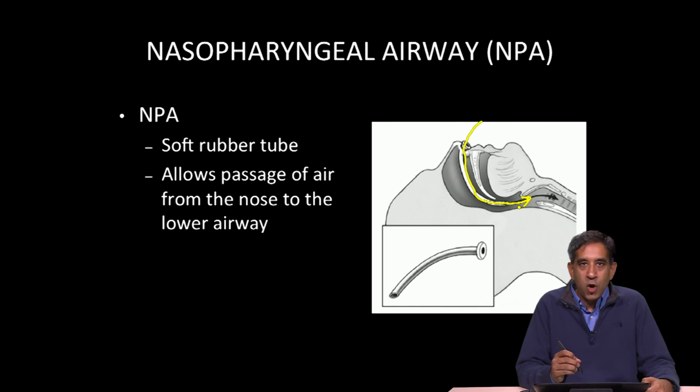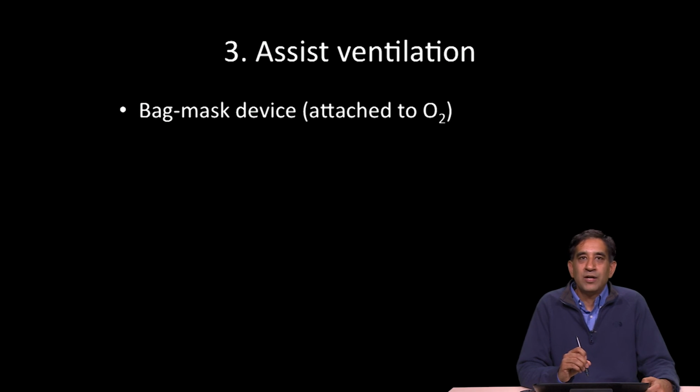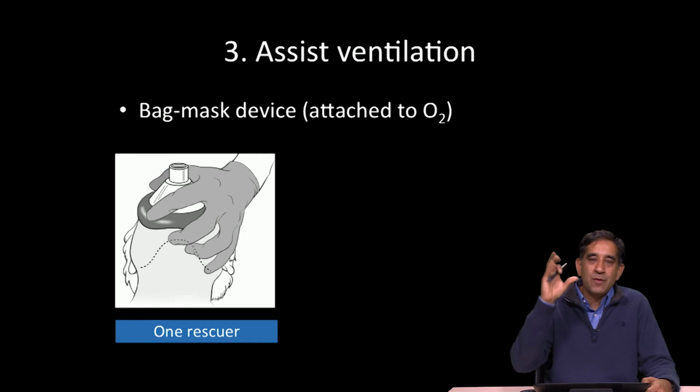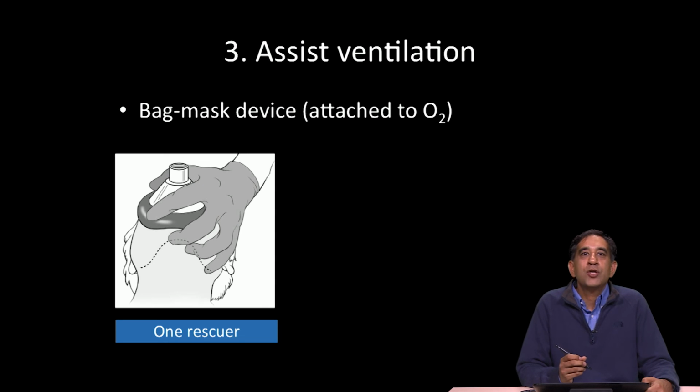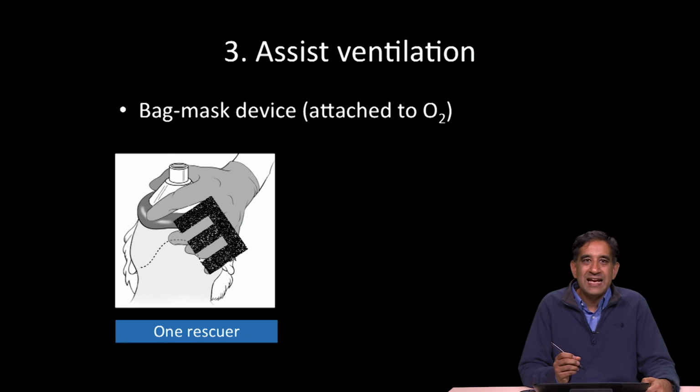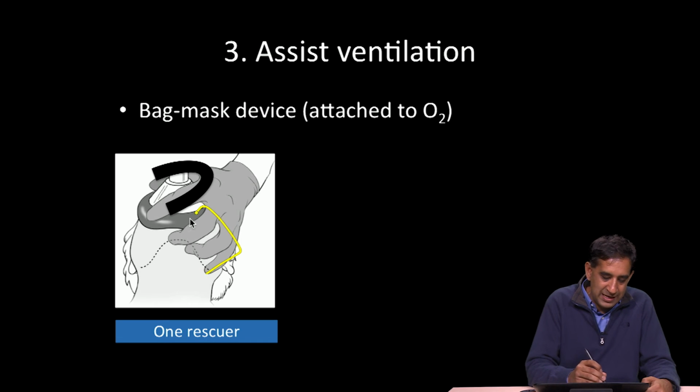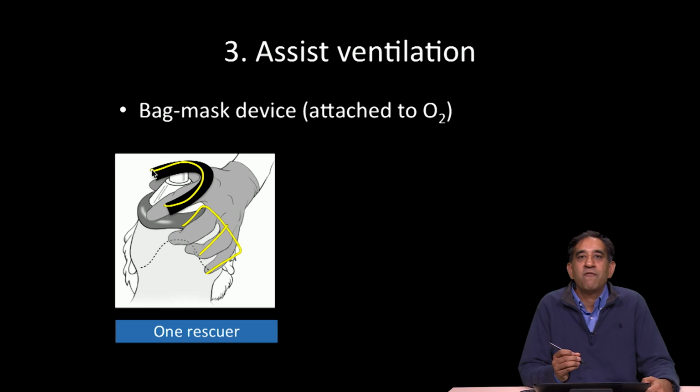And so, first we open the airway, then we insert these airway adjuncts, and finally, we're going to assist ventilation with a bag mask device that's attached to oxygen. If we only have one provider, we're going to use one hand to squeeze the bag and the other hand, as depicted, to hold this mask onto the patient's face. And typically we use the E-C maneuver to keep that mask tightly adherent to the patient's face. So the E-C maneuver with our 5 fingers if you only have one rescuer.